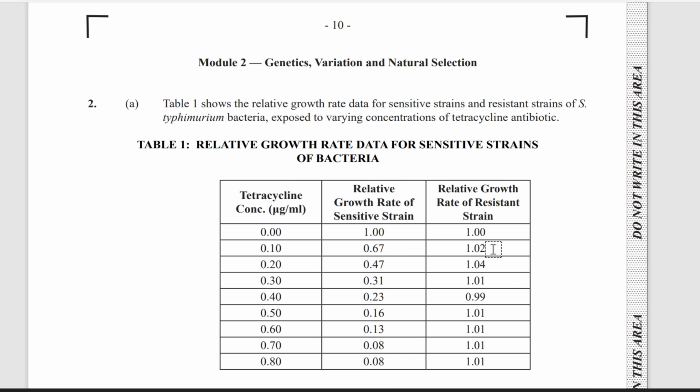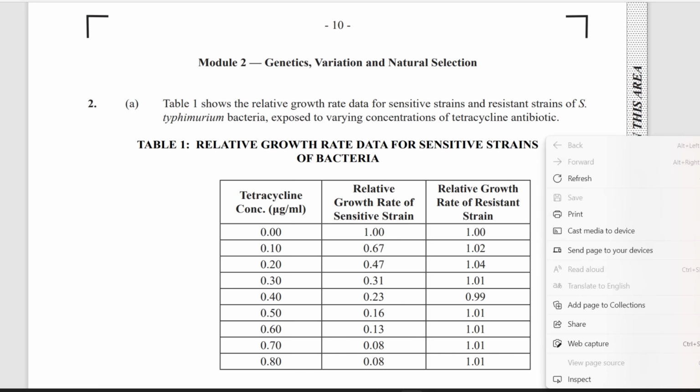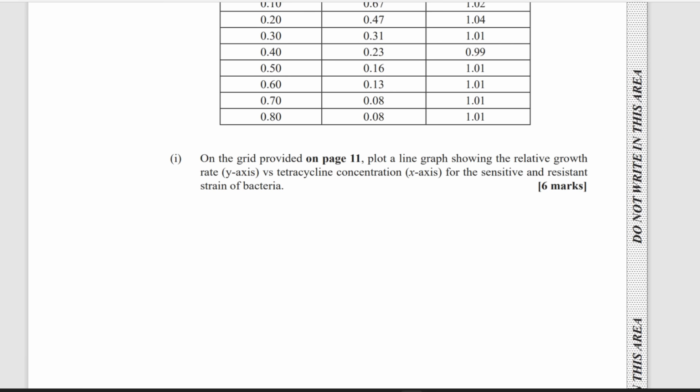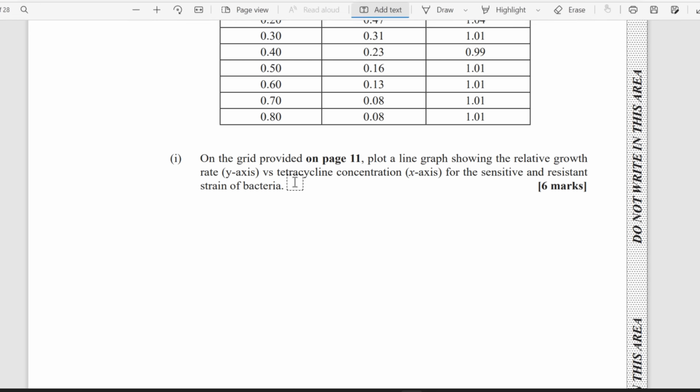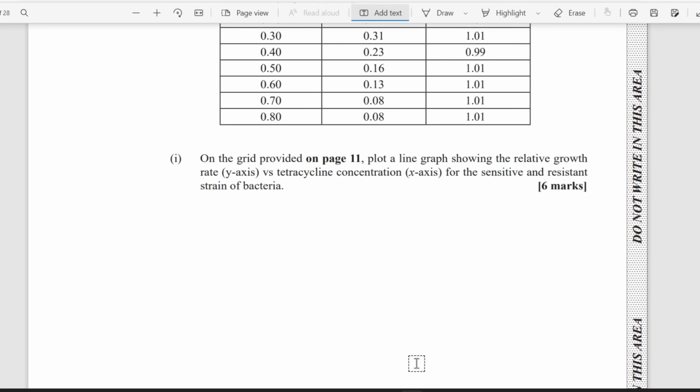The question does look harder, but sometimes you just have to use your common sense a little bit. Just look at the numbers. Take it easy. So the first thing here, they say on the grid provided on page 11, plot a line graph showing the relative growth rate on the y-axis versus tetracycline concentration on the x-axis. Well, they don't give you the graph. You just have to draw it. 6 marks. That's an easy 6 marks.